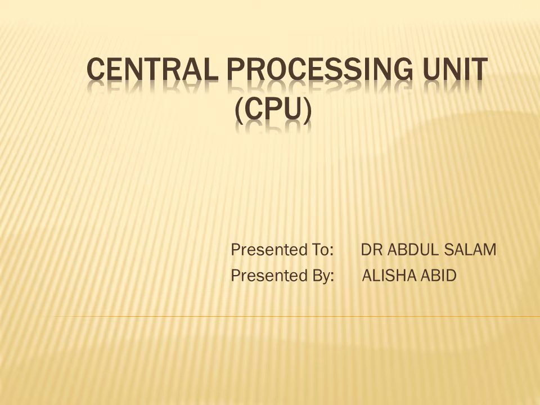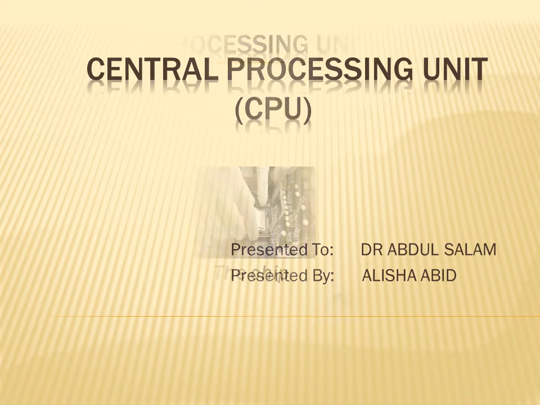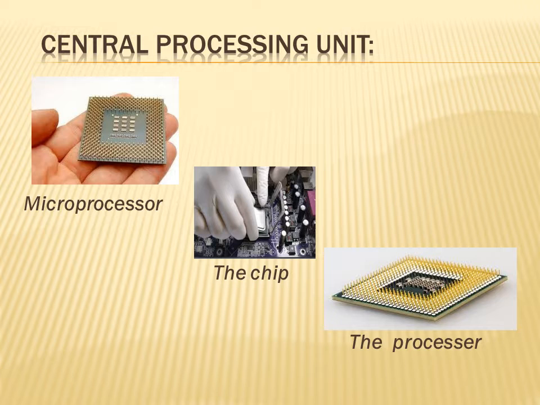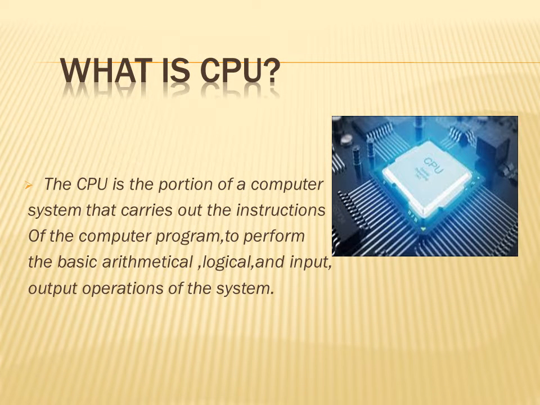So today we are going to discuss the central processing unit, the CPU. There are some features of the CPU. This is the microprocessor, and this is a chip and the processor. So what is CPU? Actually, the CPU is a portion of the computer system that carries out the instructions of the computer program.